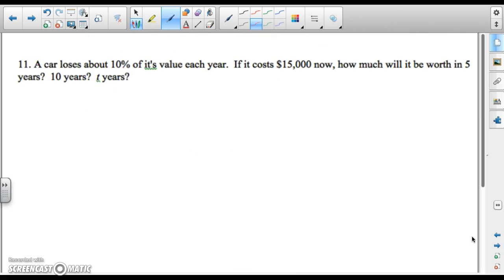Okay, all right, let's go on. Number 11, a car loses about 10% of its value each year. It costs $15,000 now. How much will it be worth in 5 years, 10 years, T years? So it's doing the same thing, only now it's going in the reverse direction. We're losing 10%.